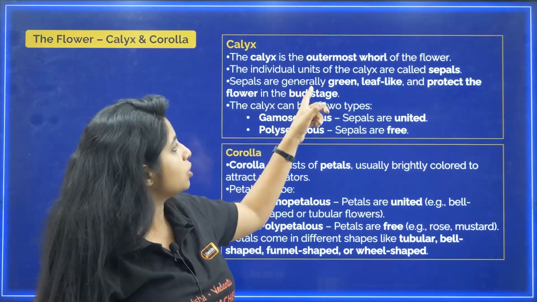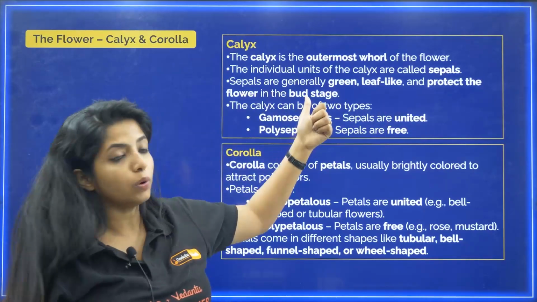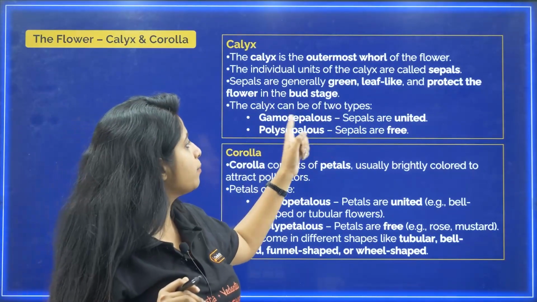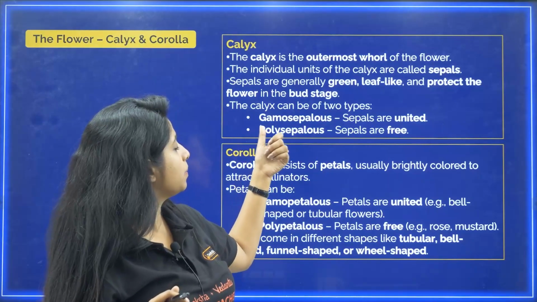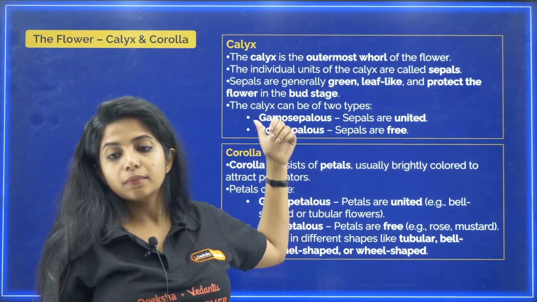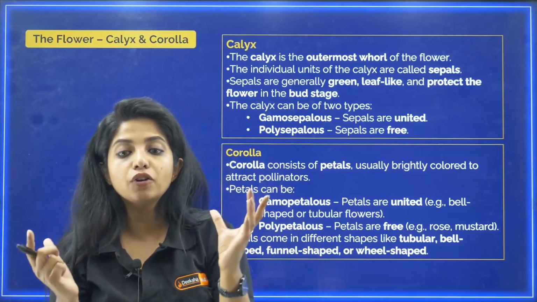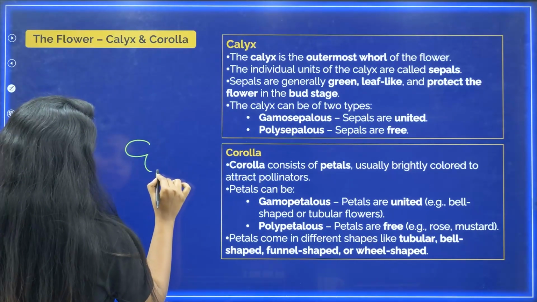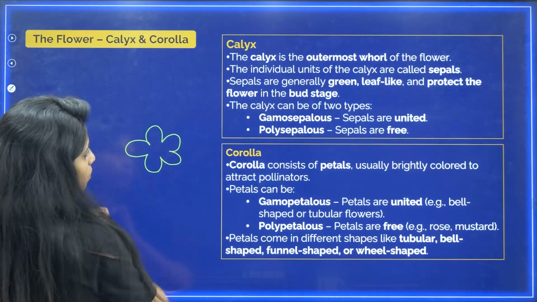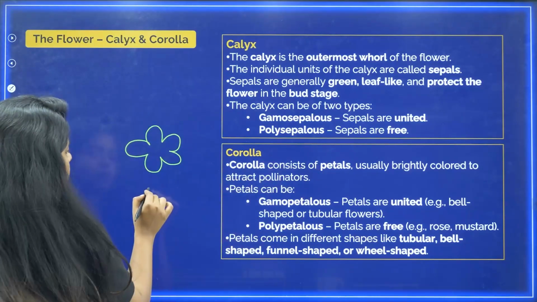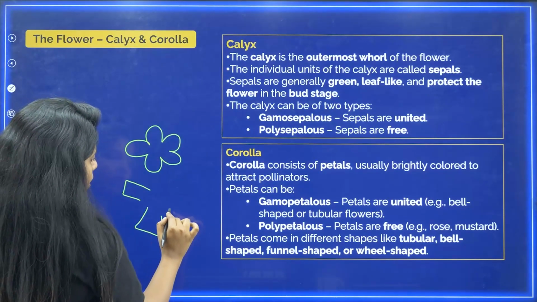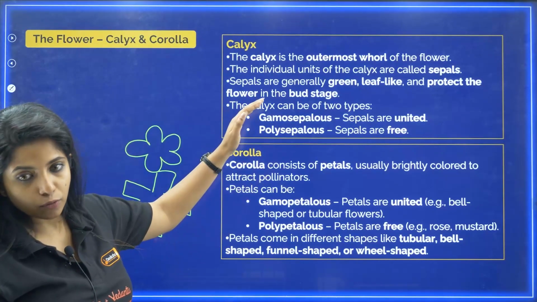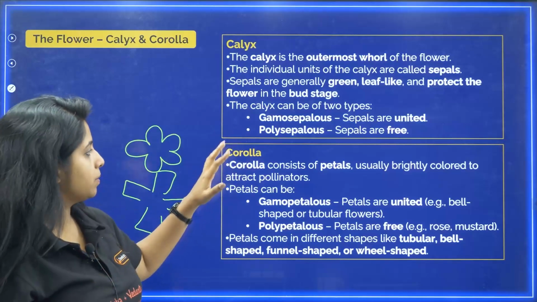Now sepals are generally green, leaf-like, and protect the flower in the bud stage. The calyx can be of two types, gamosepalous and polysepalous. Gamosepalous means the sepals are united, together, with no division between them. Polysepalous means the sepals are free, not attached to each other. They will be attached to the thalamus but not to each other. Gamo means together, poly means separate.